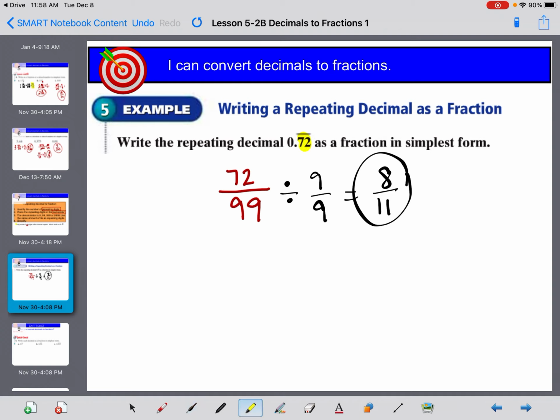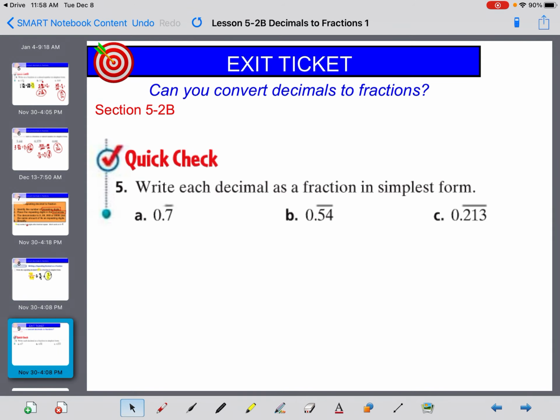Okay, I'm going to say this one more time. Step 1, figure out how many digits are repeating. The line is over 2 numbers. Take those 2 numbers and put them in the numerator. In the denominator, you use the same number of 9s as there are repeating digits. So 99, 2 9s. And then simplify like normal, and you get 8/11ths. I would like you to pause the video and try the remaining 3 problems. Then continue the video when you're ready to compare your answers to mine.